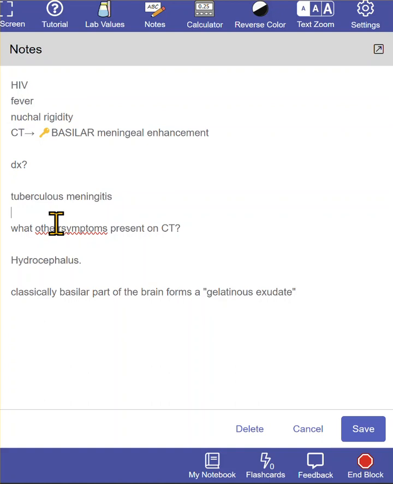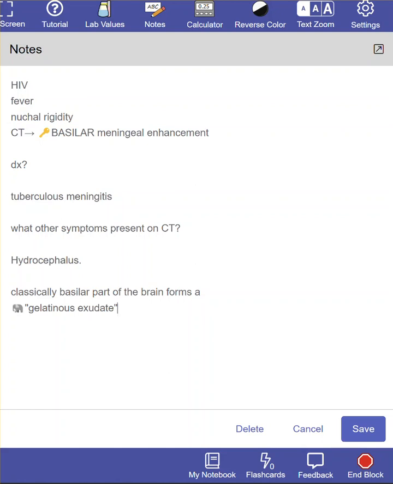So what other findings are present on CT? You get hydrocephalus. Classically, the basilar part of the brain forms a gelatinous exudate. They like that term, gelatinous exudate, which is very gross. What's happening to somebody's brain is the basilar part of their brain forms a gelatinous exudate. This is a place with very little immunological support. Astrocytes are your only immunological cell in the brain. So tuberculosis getting in there is a big problem.